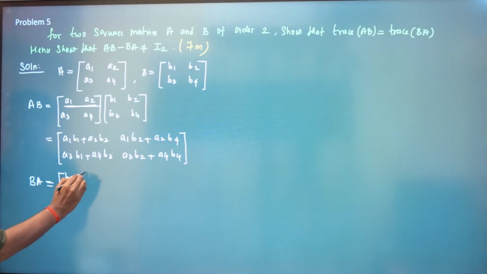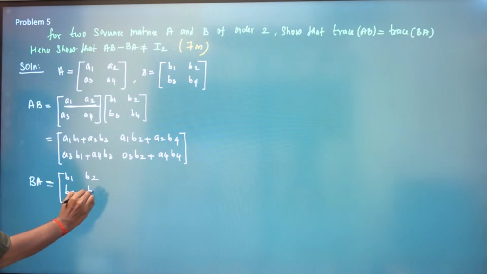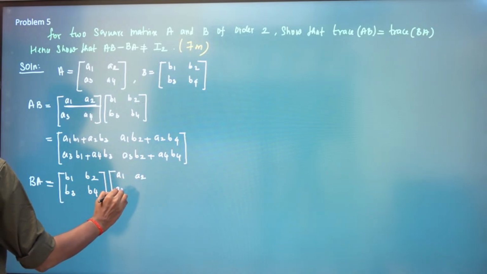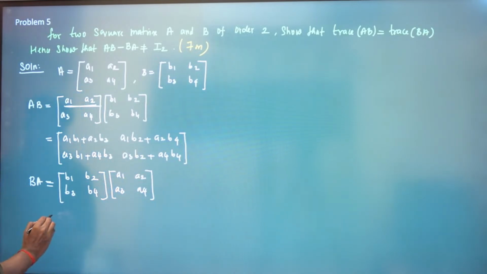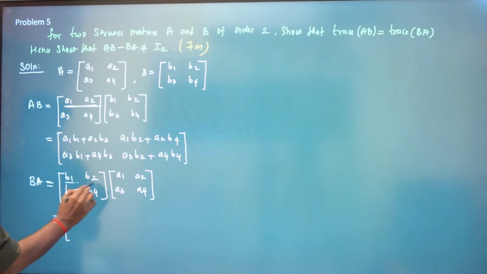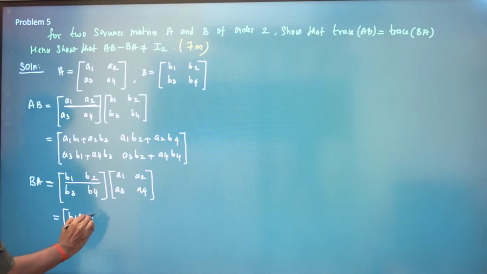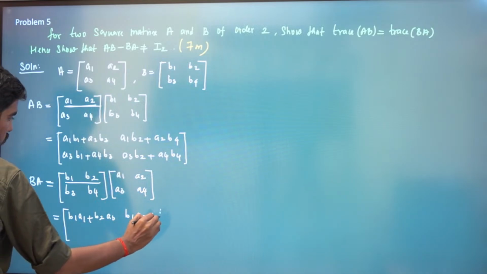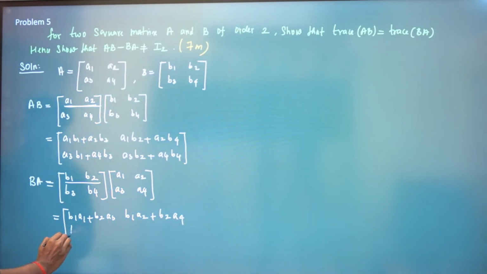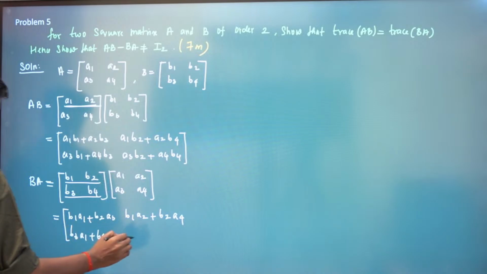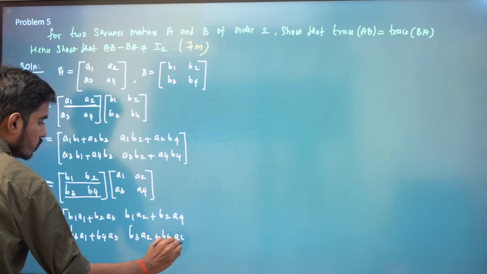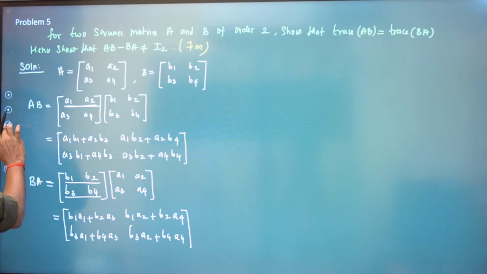So BA is given by B1, B2, B3, B4 times A1, A2, A3, A4. So this is B1 A1 plus B2 A3, B1 A2 plus B2 A4, B3 A1 plus B4 A3, and then B3 A2 plus B4 A4, right?